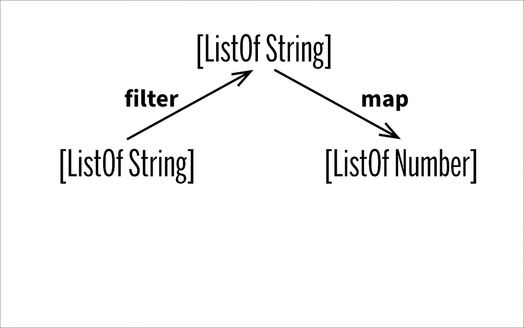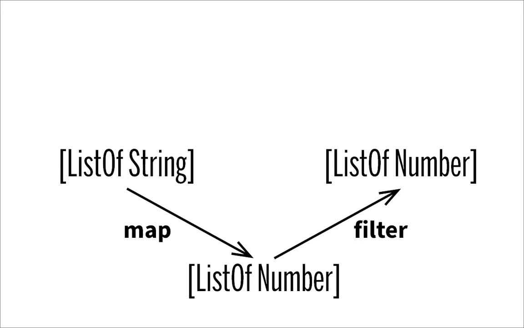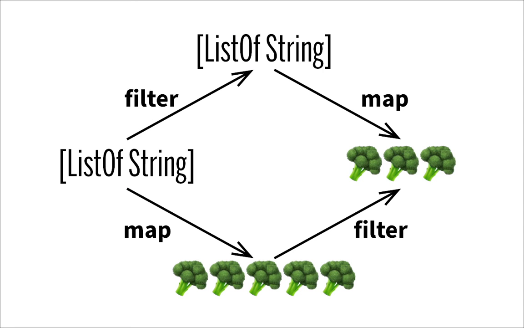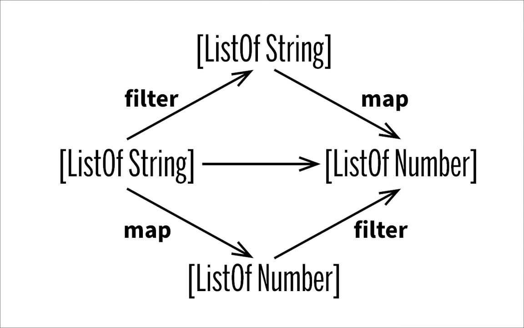So if we first filter and then map, then filter is going to give us back a list of strings, and then map is going to turn that into a list of numbers. Whereas if we first map and then filter, then we're going to first turn the list of strings into a list of numbers, which is the length of those strings, and then filter that list of numbers into maybe a shorter list of numbers. So there are two paths through this picture if we're going to start with a list of strings and end up with a list of numbers.